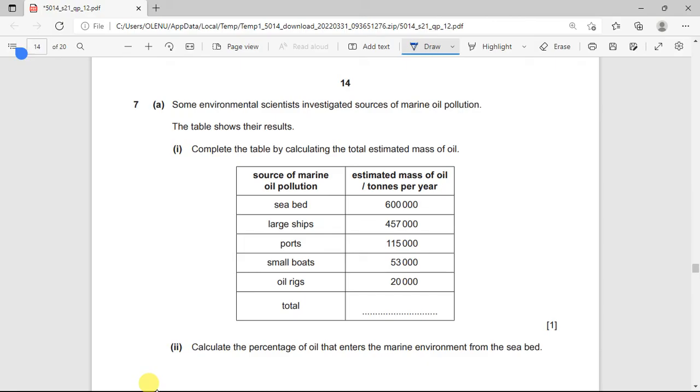Some environmental scientists investigated sources of marine oil pollution. The table shows their results. Complete the table by calculating the total estimated mass of oil pollution. This is straightforward. Just use your calculator and punch in all these values. If you put it in your calculator, the total you should get is 1,245,000.